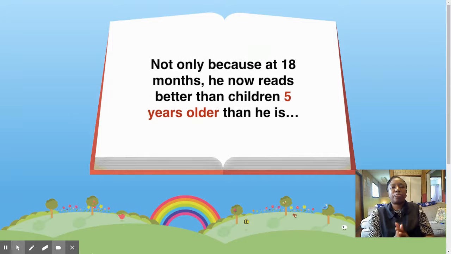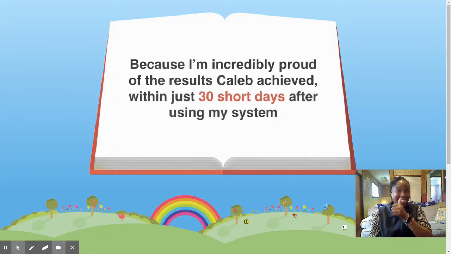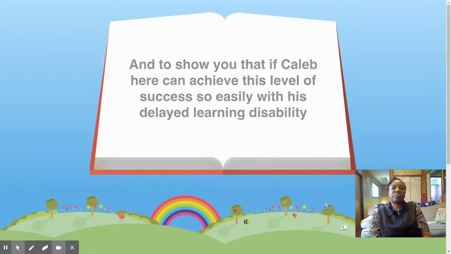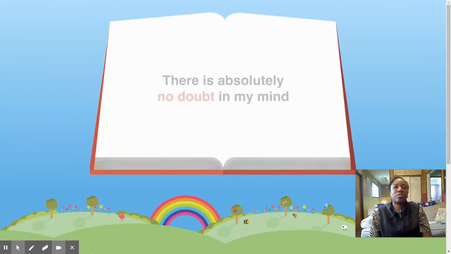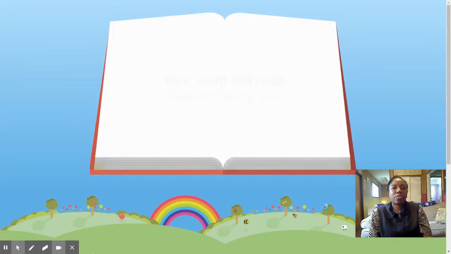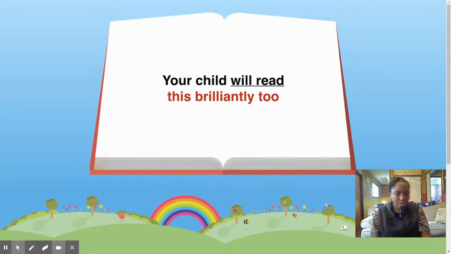That's the reason I wanted to introduce you to Caleb here today. Not only because at 18 months, he now reads better than children 5 years older than he is, because I'm incredibly proud of the results Caleb achieved within just 30 short days after using my system. And to show you that if Caleb here can achieve this level of success so easily with his delayed learning disability, there's absolutely no doubt in my mind your child will read this brilliantly too.